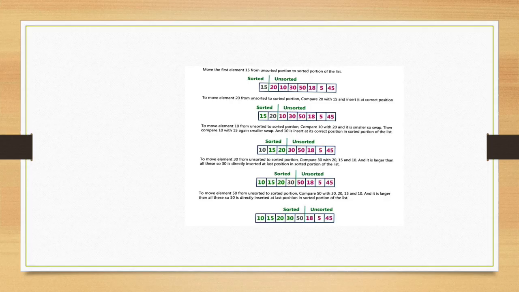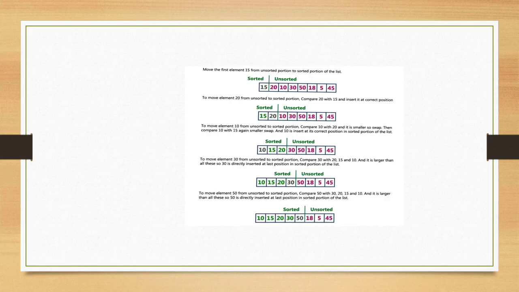And next to 20 we have 30. To move this element from unsorted to sorted portion, compare 30 with 20, 15 and 10. Here on the left side of 30 we have 10, 15 and 20, and compared to 30, these numbers are all smaller. So 30 is directly inserted in the sorted portion of the list. After this the sorted portion of the list has 10, 15, 20 and 30, and these four elements are sorted.